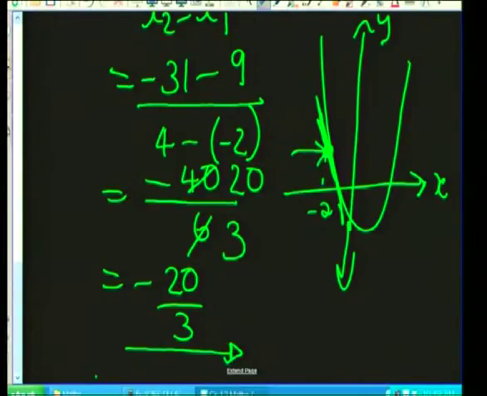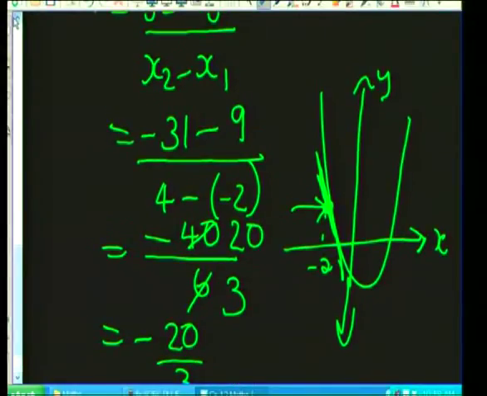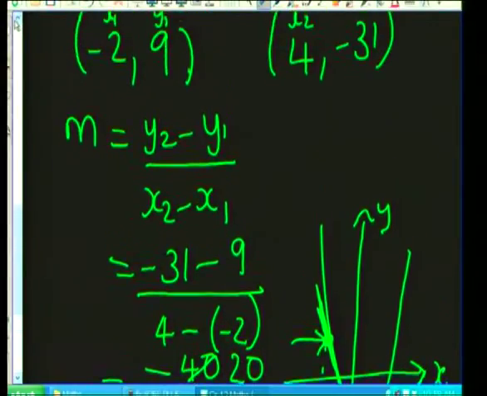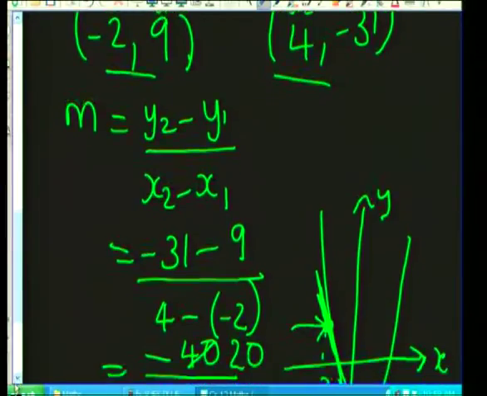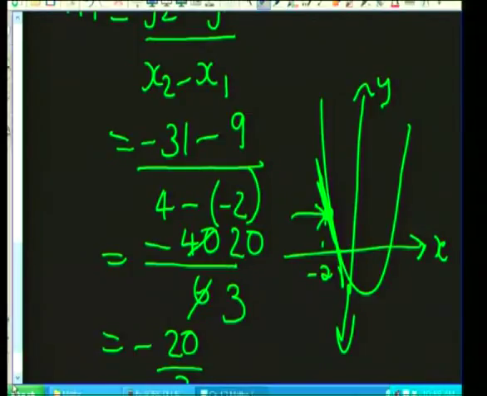Now with this question that we just did, it was a gradient between 2 particular points, and the 2 points that we had were these 2 points. So if we go back to our sketch, the gradient between 2 points would be, say, a point here and here, and we'd have to find this gradient between these 2 points.